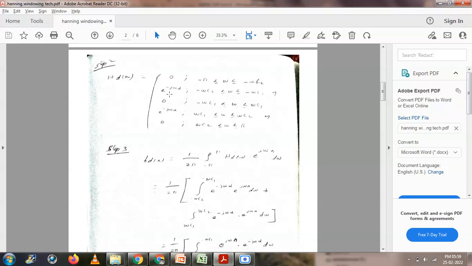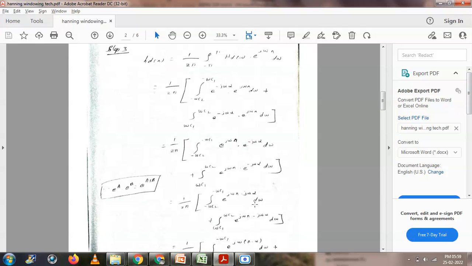This is the part they take, because the remaining part is 0, so only this part is important. That's why they put the tick mark. So only these two we have to take in the equation: omega c2 to omega c1, e power minus j omega alpha, that is Hd of omega, then e power j omega n d omega, plus another part, omega c1 to omega c2, e power j omega alpha times e power j omega n d omega, is equal to 1 by 2 pi, the integral from minus omega c2 to minus omega c1 of e power j omega.